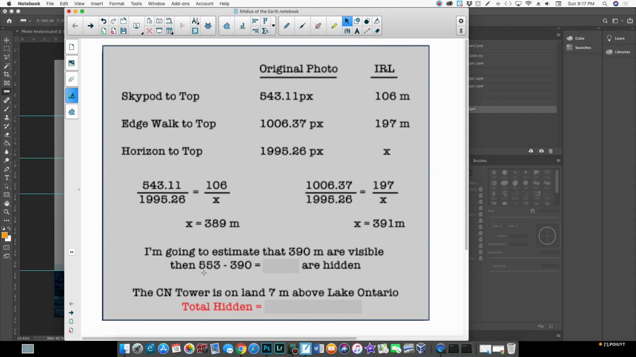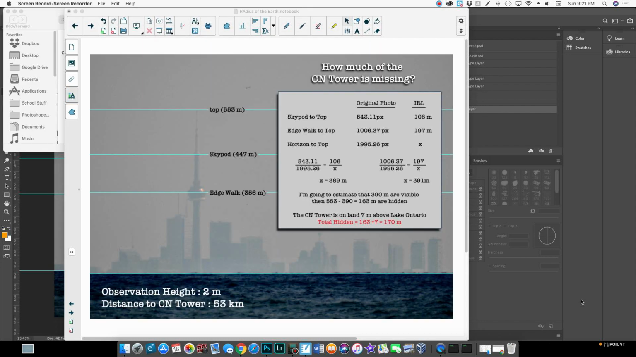The CN Tower itself is 553 meters tall, so subtracting off the 390 meters that are visible means that there's 163 meters hidden. If you go into Google Earth, it will tell you that the base of the CN Tower is about 7 meters above Lake Ontario. So the total amount hidden turns into about 170 meters of skyline that is actually hidden. So this is a total summary of my observations.